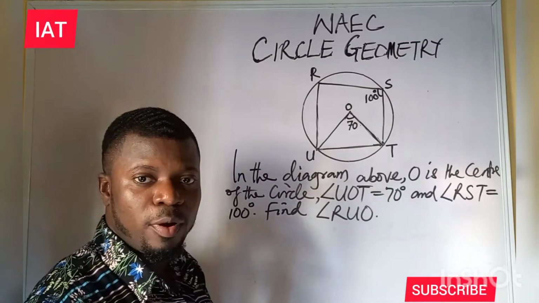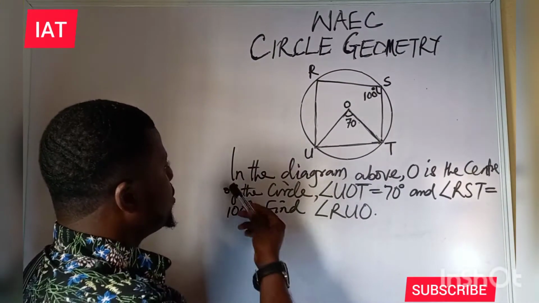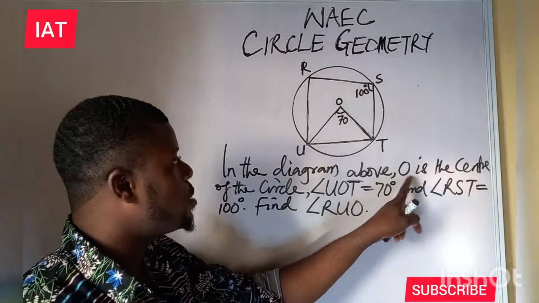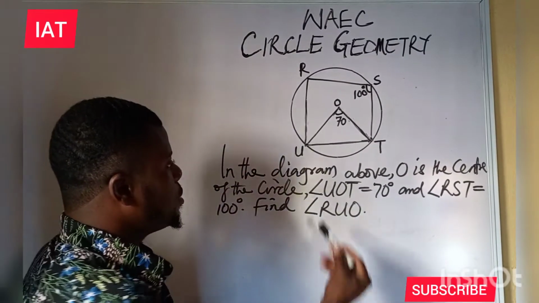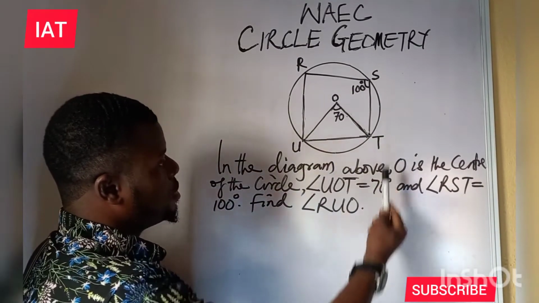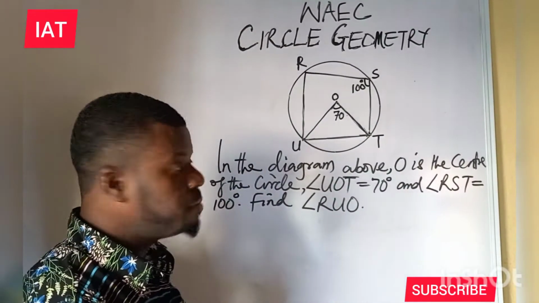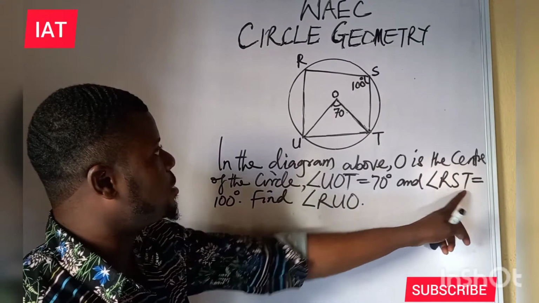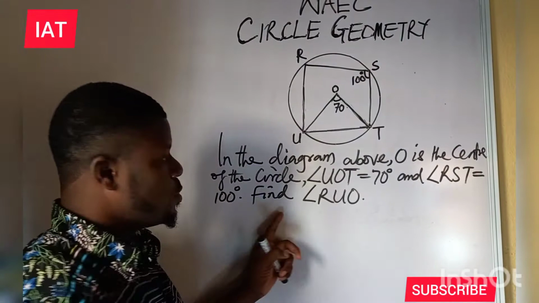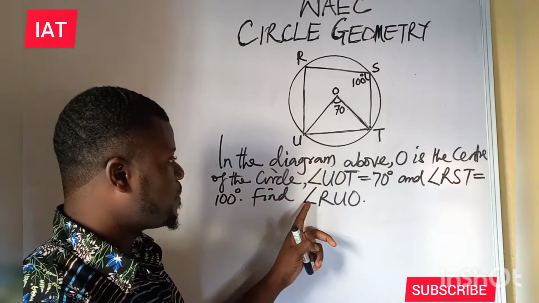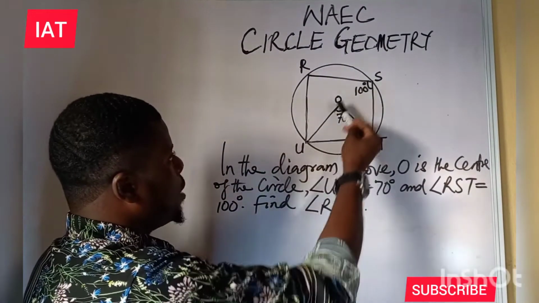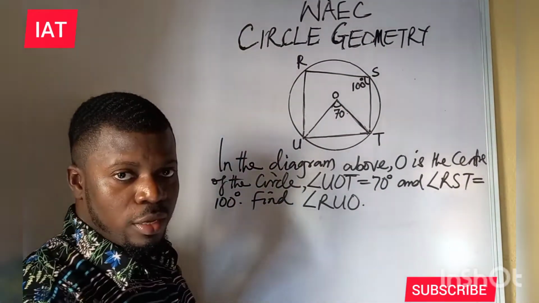So this is a problem on circle geometry. In the diagram above, O is the center of the circle. Angle UOT is equal to 70 degrees, and angle RST is equal to 100 degrees. We are requested to find angle ROU. This is the angle we are going to find.